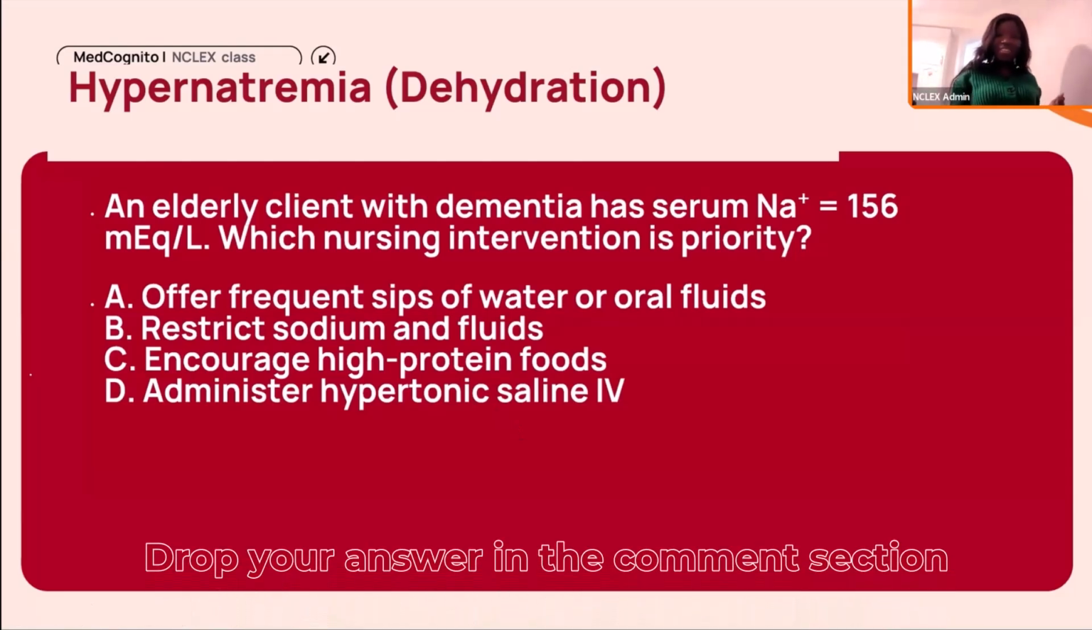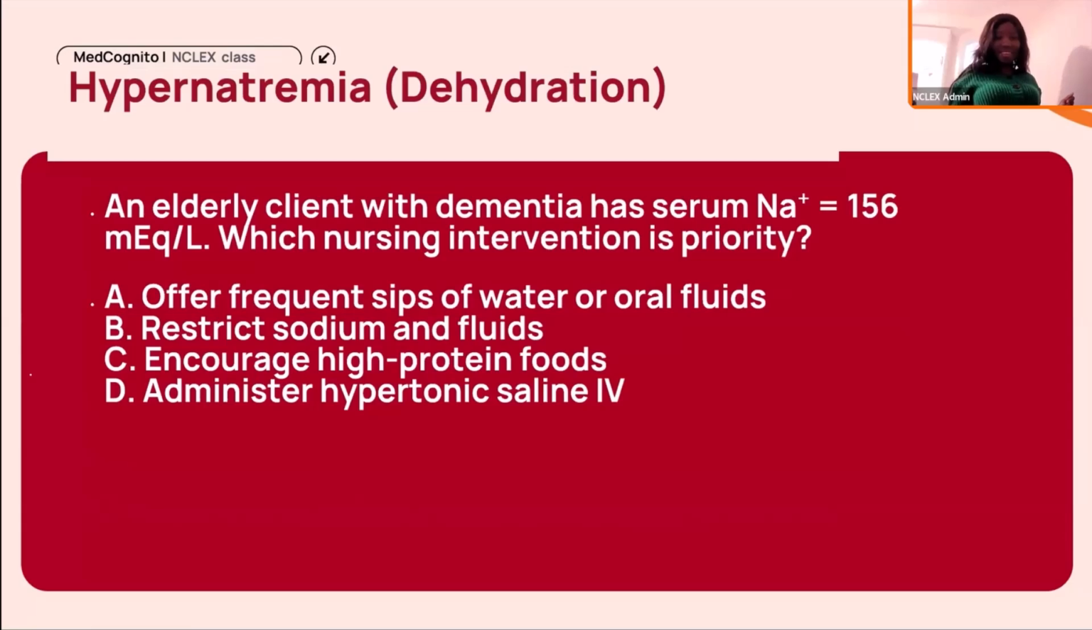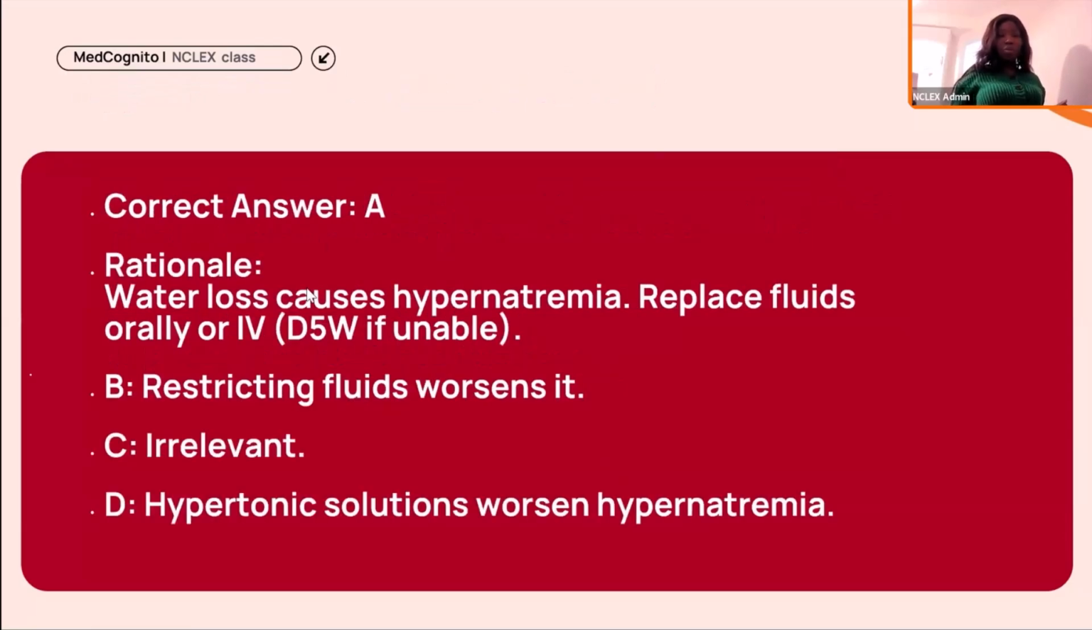I showed the answer already. It is A. Offer frequent sips of water or oral fluid. So water loss causes hypernatremia. When we replace the fluids, based on the level of the dehydration, we can either give oral fluids or give IV fluids, okay? So we can't restrict fluid.